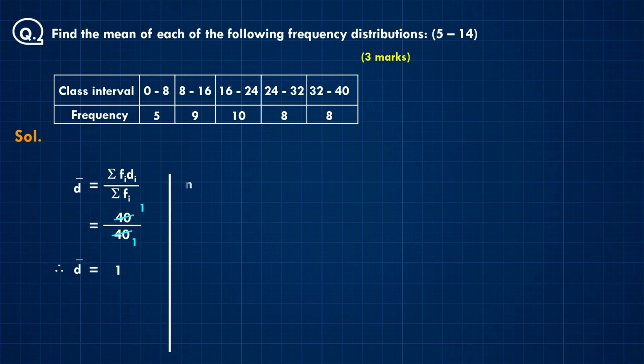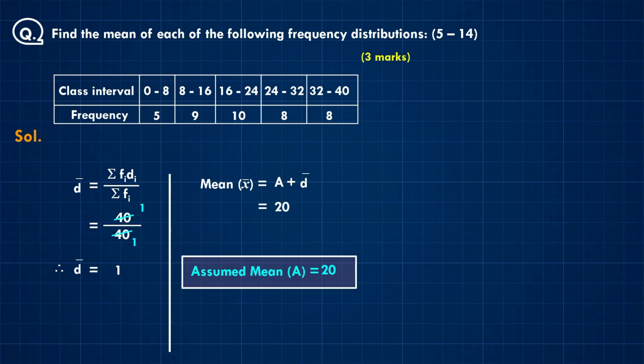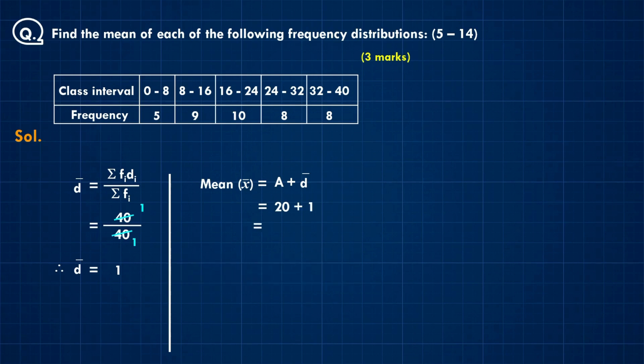So the mean x bar will be a plus d bar, that is 20. 20 we have considered as assumed mean. So 20 plus 1, that is 21. So that is the mean value over here. Okay, so hope you have understood. I have shown you a couple of problems with assumed mean method. Okay, I hope you have understood completely now how to solve the assumed mean method.